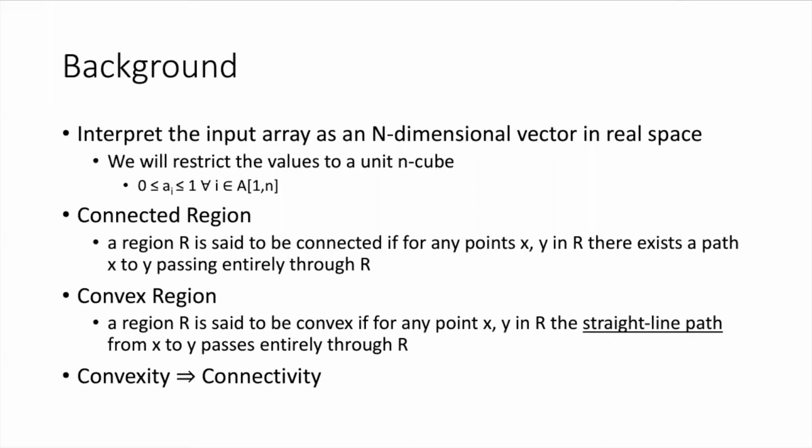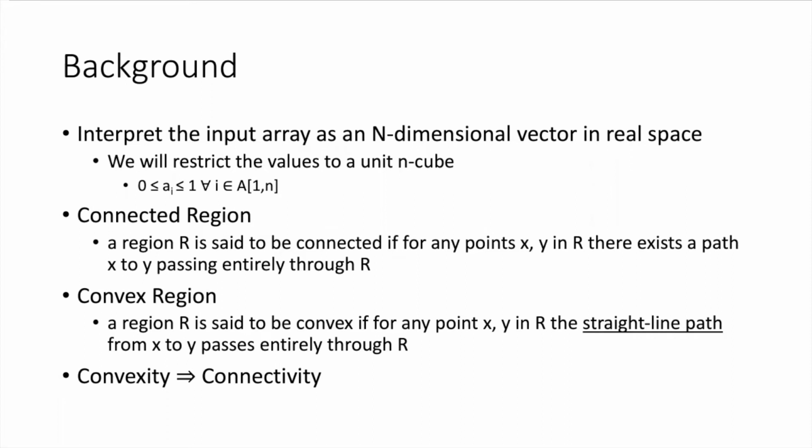Before we jump into the proof, it'd help to go over a little background first. It's going to help us to interpret the array as an n-dimensional vector in real space, and we restrict the entries in the array to be in the unit cube. So every element in the array is going to be bounded between 0 and 1, inclusive.